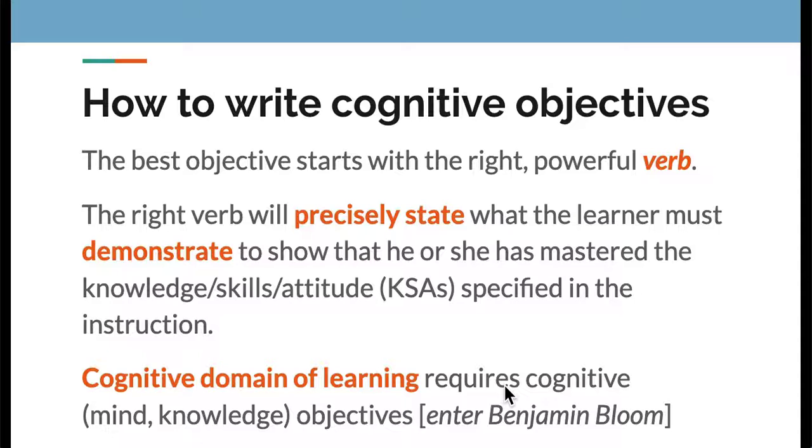We are talking about objectives in the cognitive domain, the stuff that's in your head. And the best way to write an objective is you start with that powerful verb coming off of Bloom's taxonomy. The right verb precisely states what you want that learner to demonstrate. Important concept right here in this middle part of the slide, KSAs: knowledge, skills, and attitudes. Only 3 things in the world that you can teach somebody: knowledge, skills, and attitude. Knowledge, skills, and attitude, KSAs.